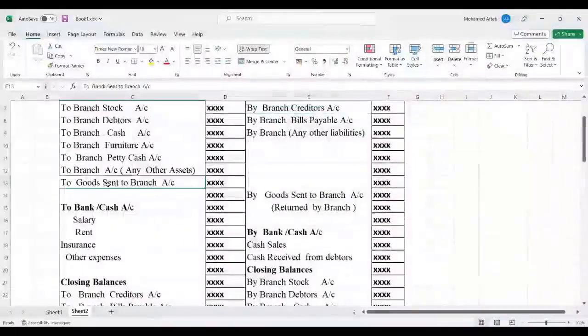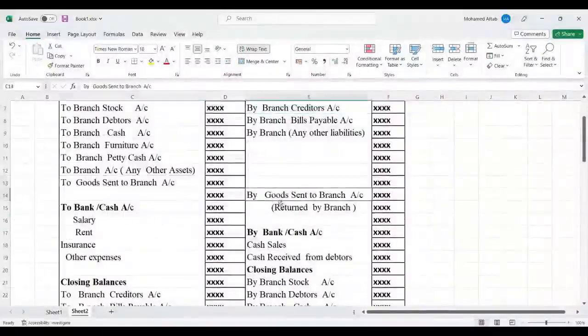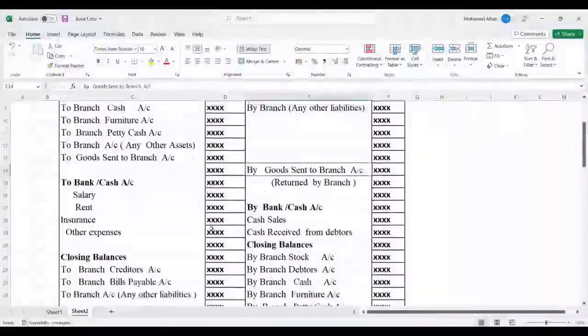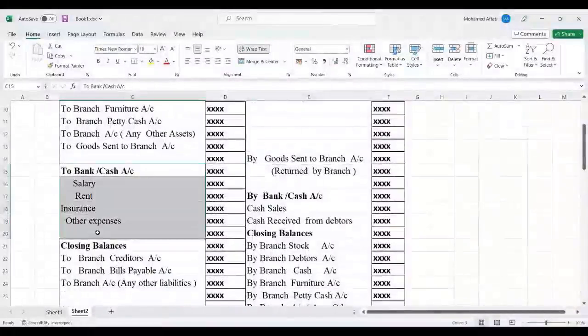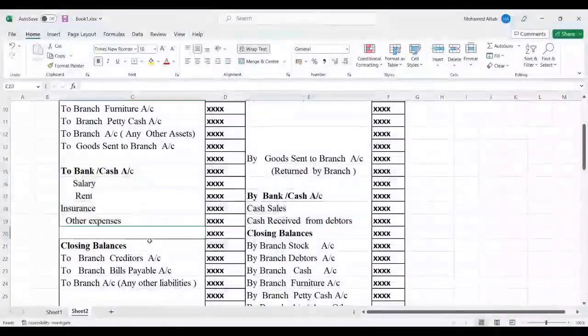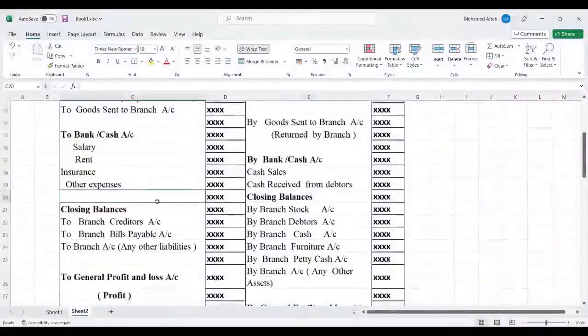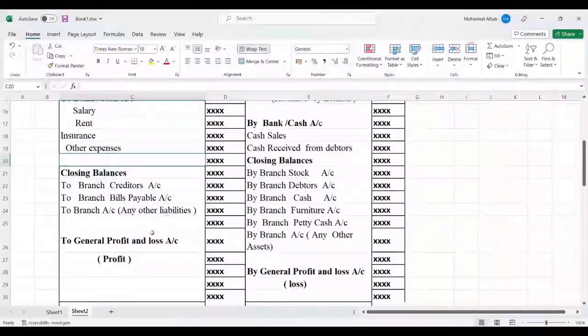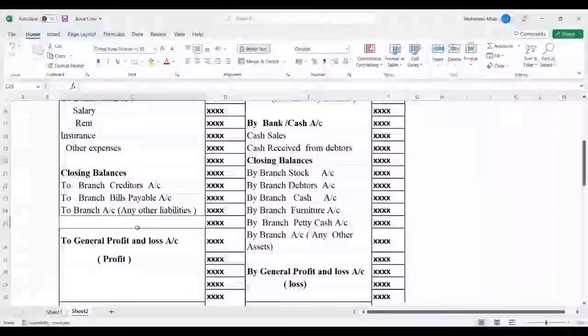Next, you can see goods sent to branch, debit side, goods returned by the branch, credit side, and all other expenses, salary, rent, insurance, and incomes, cash sales, cash received from debtors. So these are the entries under cost price problems. In invoice price problems, another 4 entries extra will come.